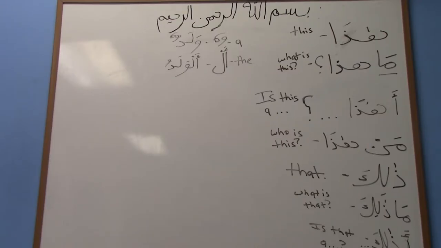Let's take some more examples. We have here some examples on the third chapter. Baytun means a house. Al-baytu means the house. Kitabun means a book. Al-kitabu means the book. Qalamun means a pen. Al-qalamu means the pen. Jamalun means a camel. Al-jamalu means the camel. Alright. So that's that concept right there.